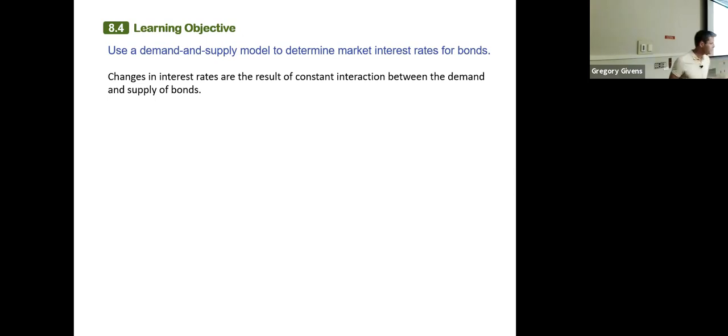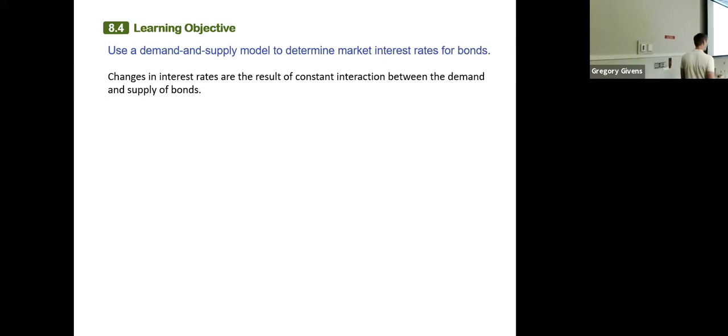Okay, now typically when we think about demand and supply curves, we draw the demand and supply model with price on the vertical axis and quantity on the horizontal axis, okay?